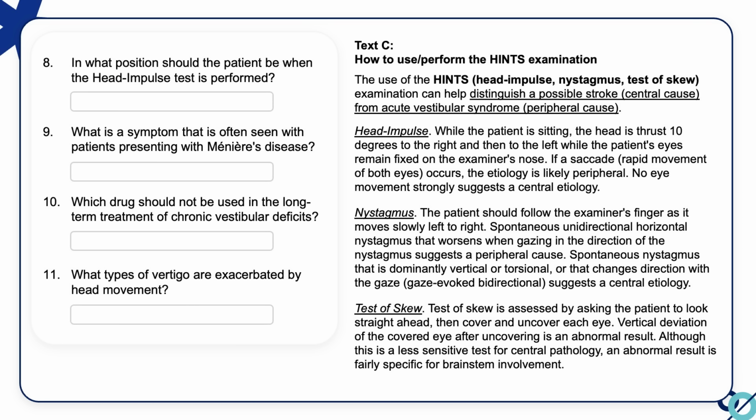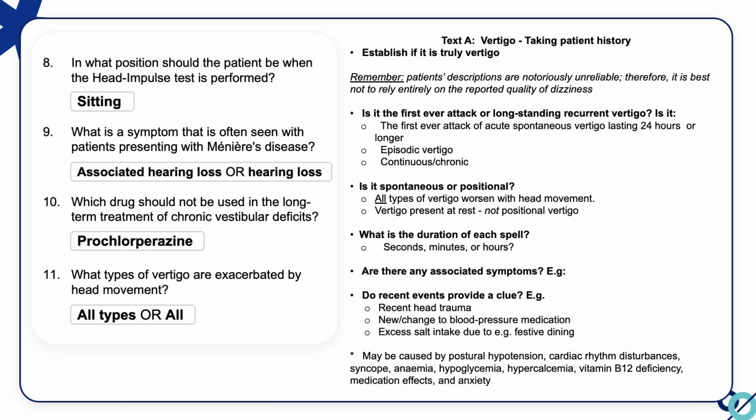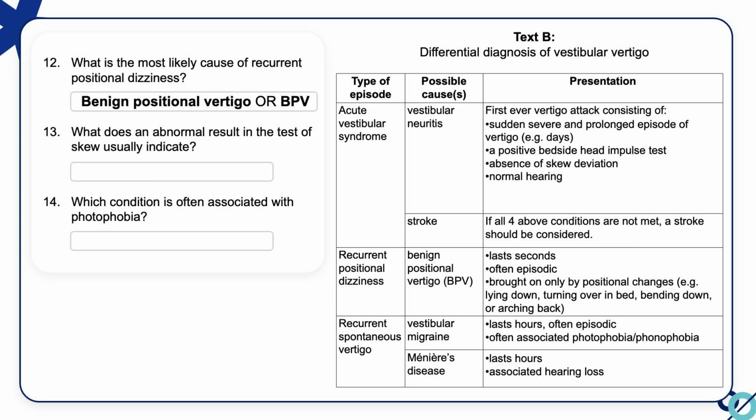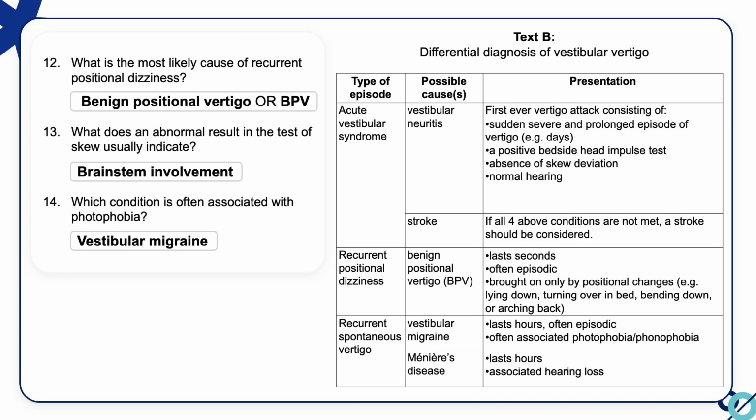A quick strategy note for questions 8 through 14. Keep these answers short, 3 words max. Question 8 is sitting. Question 9, associated hearing loss or hearing loss. Number 10 is prochlorperazine. Number 11 is all types or all. 12 is benign positional vertigo or BPV. Number 13 is brainstem involvement. Number 14 is vestibular migraine.